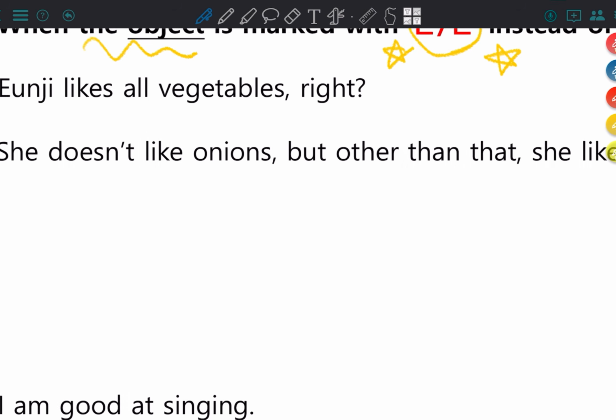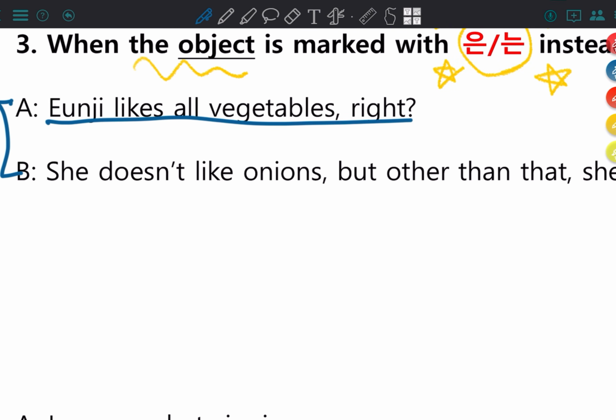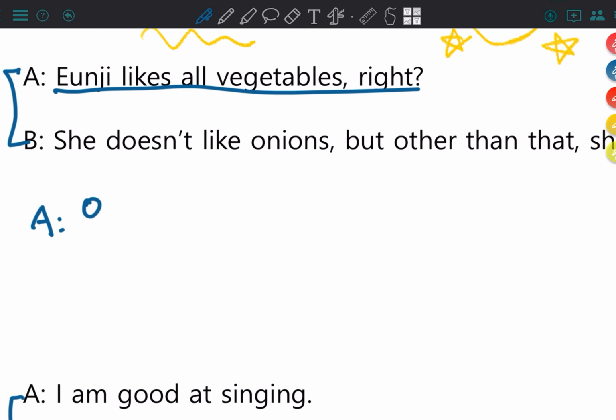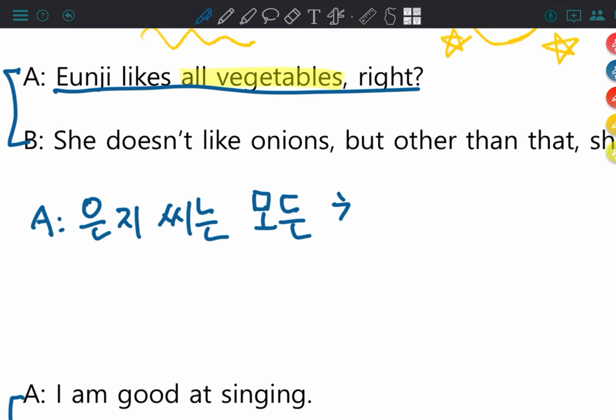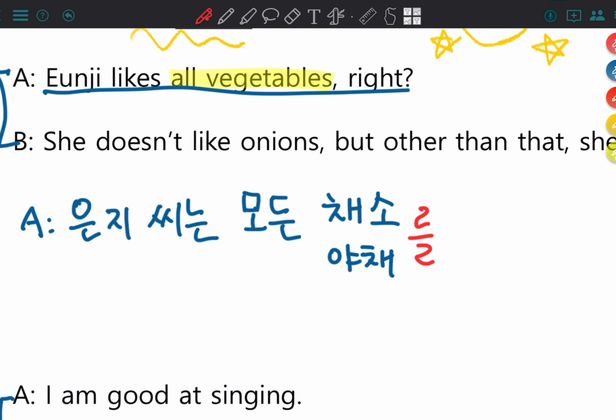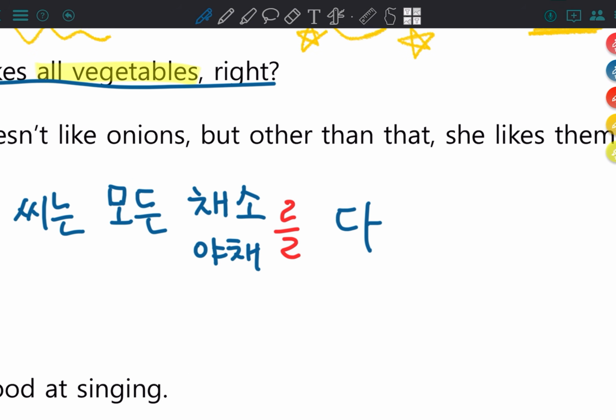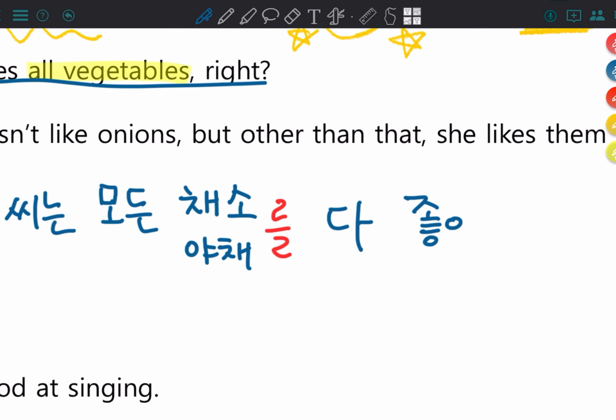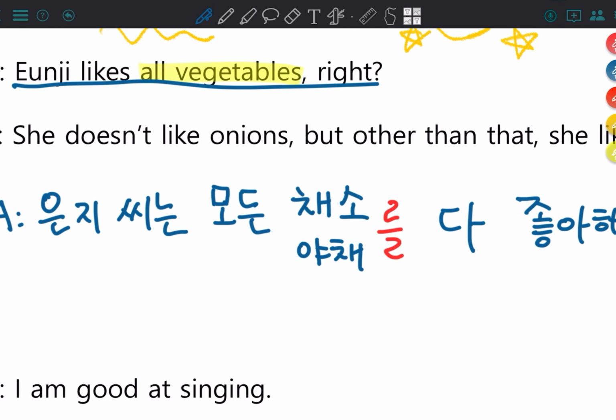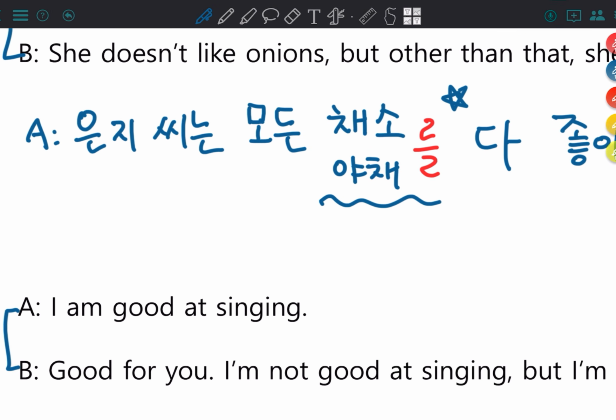So when you say 은지 likes all vegetables, right? If you want to translate this, you can say 은지 씨는. So this is the object in a sentence, right? All vegetables. 모든 야채를 or 모든 채소를. 채소, 야채, they all mean vegetables. 모든 채소를 다 to like, 좋아하죠. Again, if you don't understand the rest of the sentences, it's okay. We're focused on the object in this lesson, like I mentioned earlier.